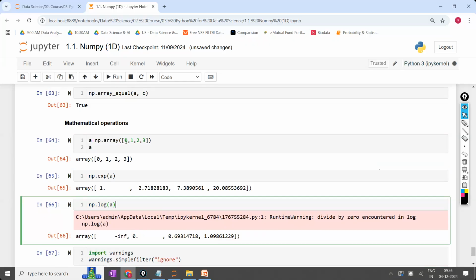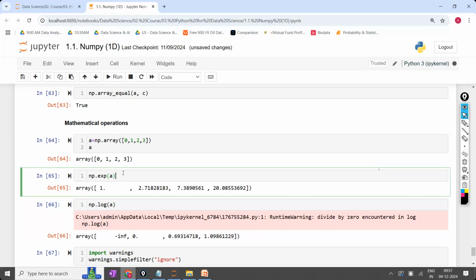This is called log transformation. And this is called exponent transformation. Basically, converting every value to its logarithmic value is called log transformation. Converting every value to its corresponding exponential value is called exponential transformation.